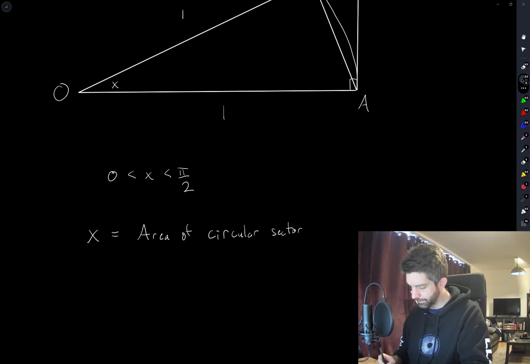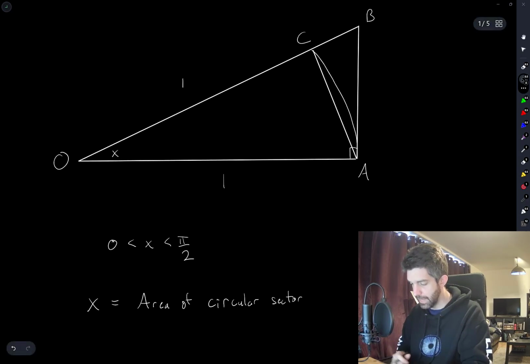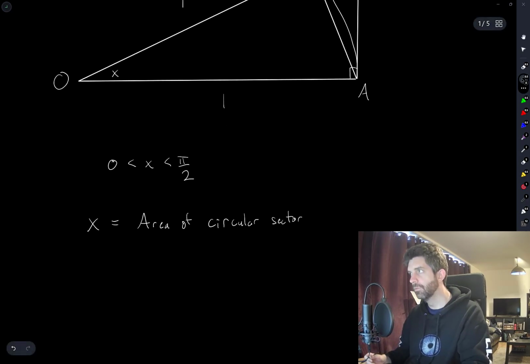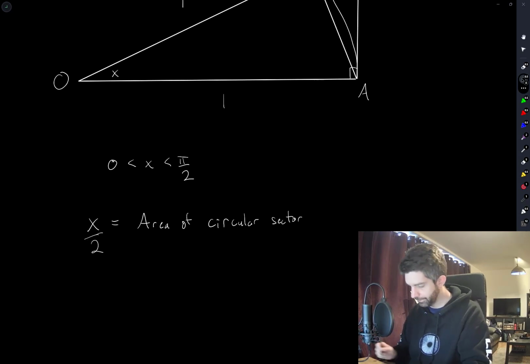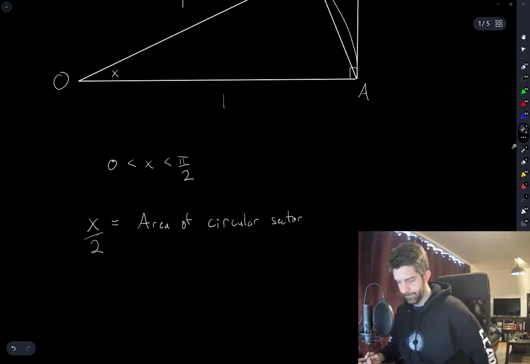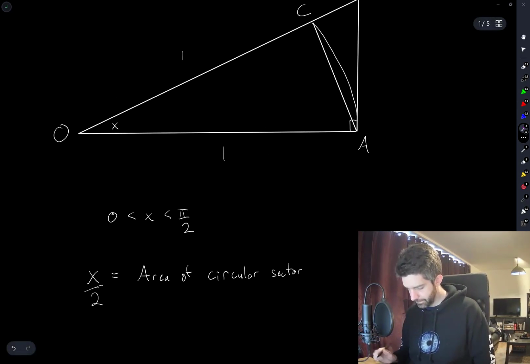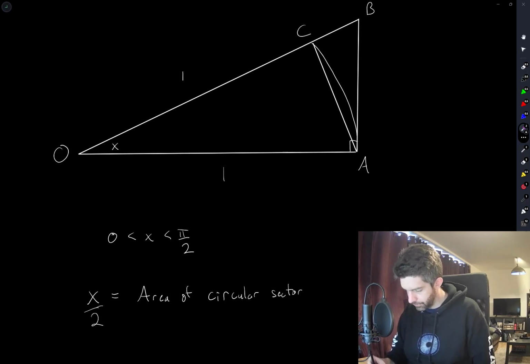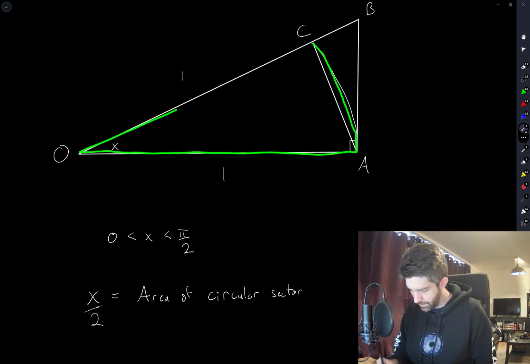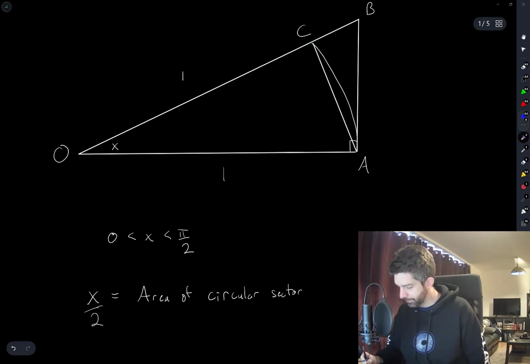the area of the whole circle is pi, and we need to multiply that by what fraction of 2 pi is being used. So it's x over 2, right? Okay, so x over 2 is the area of the circular sector. That's the area bounded by this circular part there. It's like the area of the pie slice.